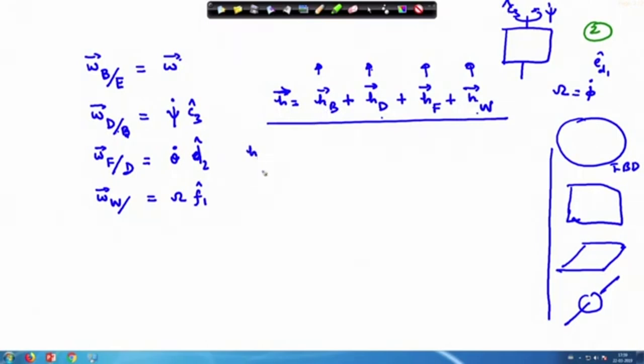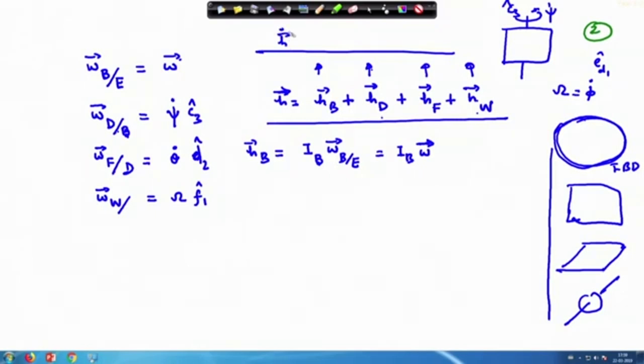So the first term, HB, will be equal to the moment of inertia of the B frame. B frame means it is the main satellite body, which excludes the CMG. Okay. So, IB times omega B slash E, this is the angular momentum of this, and for convenience we will just write this as IB times omega. Thereafter, your H dot will be written as H B dot plus H D dot, and all of them with respect to the E frame.